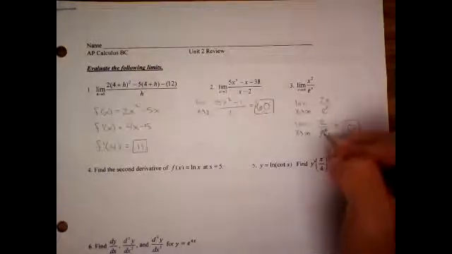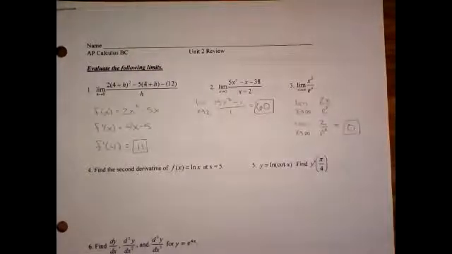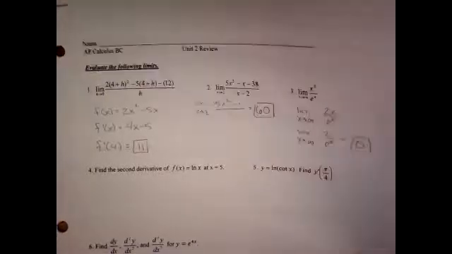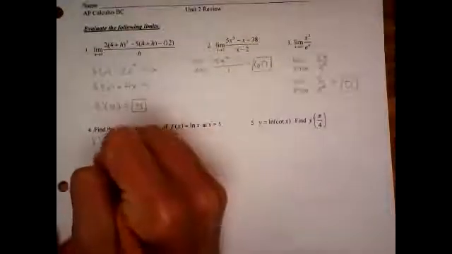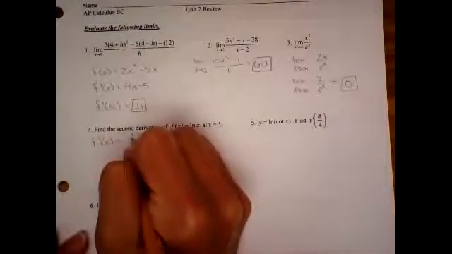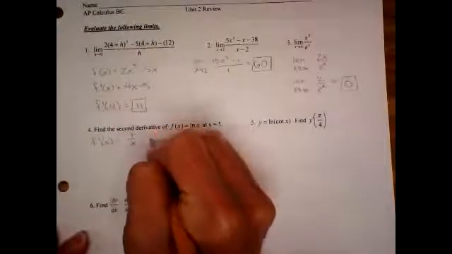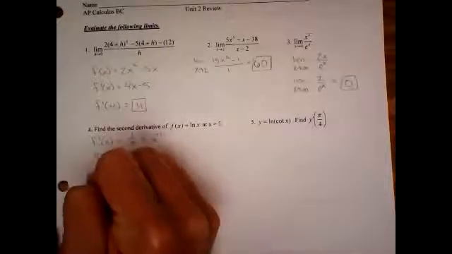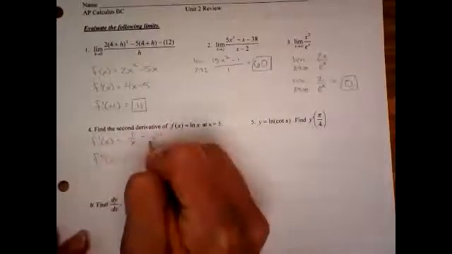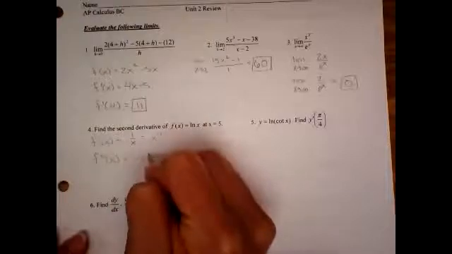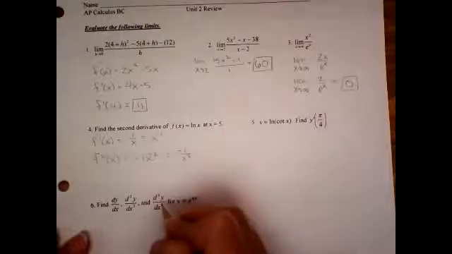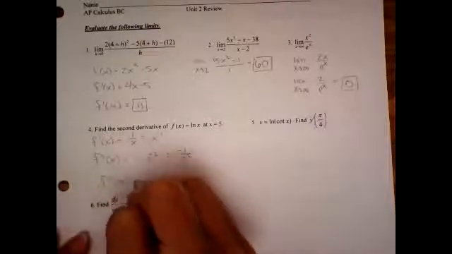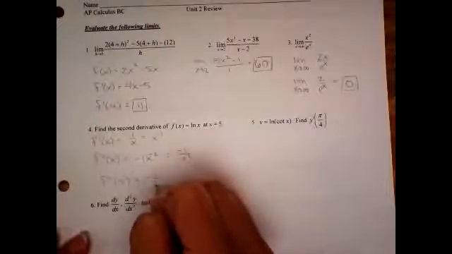If the denominator is growing exponentially, that's going to end up going to 0 because the denominator is growing so quickly. All right, number 4, find the second derivative at 5. So first, the first derivative of ln of x is 1 over x, and you can also write that as x to the negative 1. So when you go to do the second derivative, you bring the negative 1 down, and it drops to a negative 2. And so that would be negative 1 over x squared. And then when you plug in 5, you get negative 1/25.